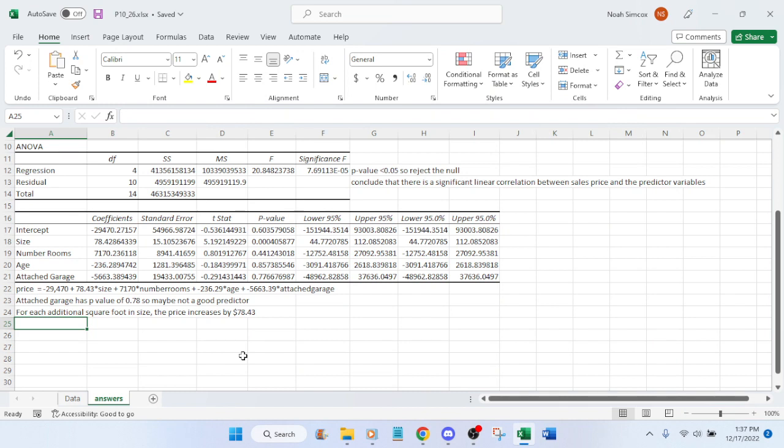Wouldn't you just include only the p-values that are small?